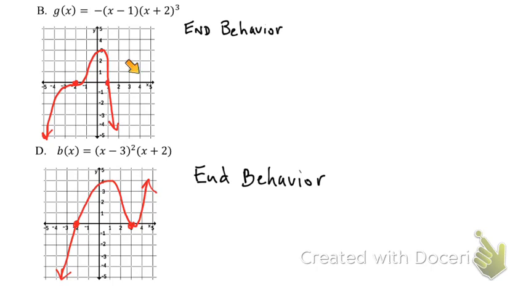So as a reminder, end behavior is simply what is my graph doing on the left side and what is my graph doing on the right side. Is it going up or down on the left side? Is it going up or down on the right side? As a little help, I'm going to label this is my left side, this is my right side.